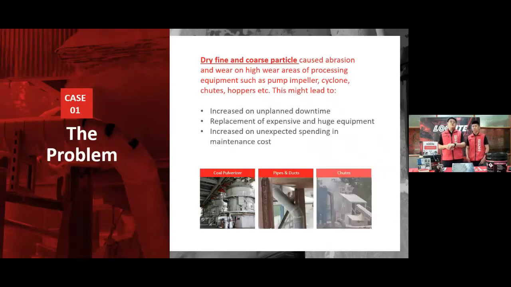Like I mentioned earlier, before we proceed to the product, let's see what are the common problems that we may find in our productions or at our plant. You can see from the slide, dry fine and coarse particles will cause abrasion and wear on our processing equipment, for example chutes, pump impellers, and so on. If all this equipment is damaged, what happens? We have unplanned downtime, and we need to replace these expensive equipments.